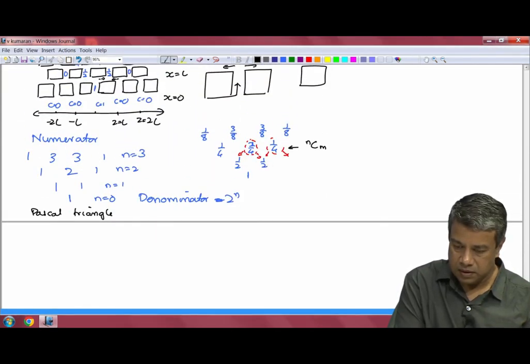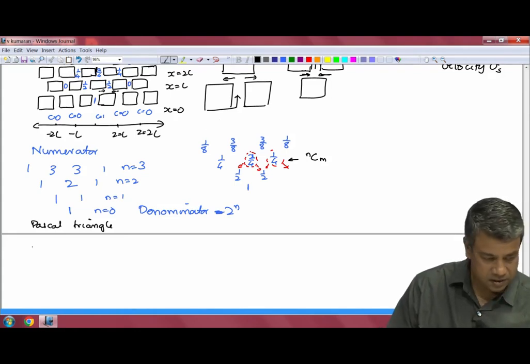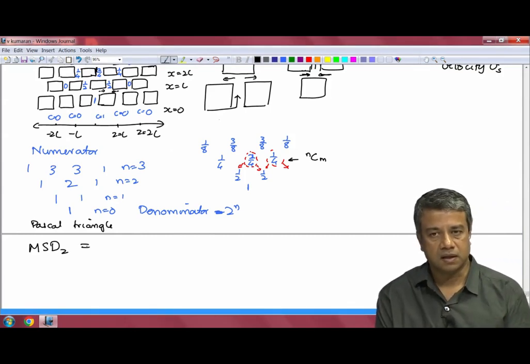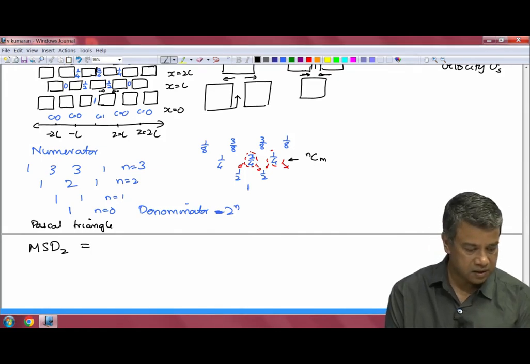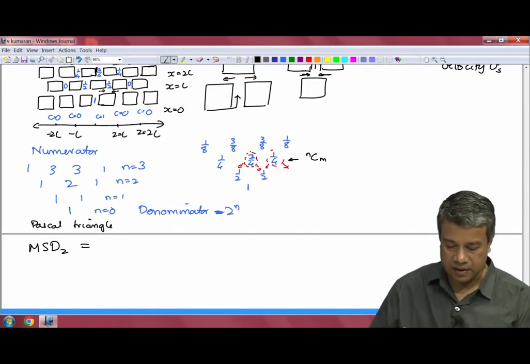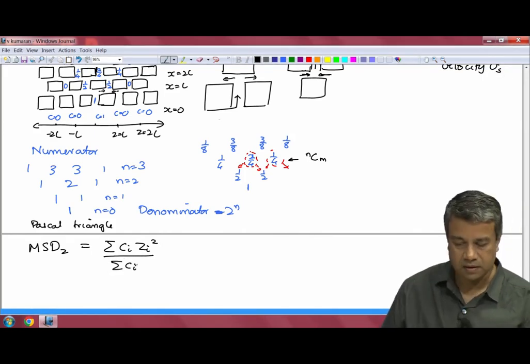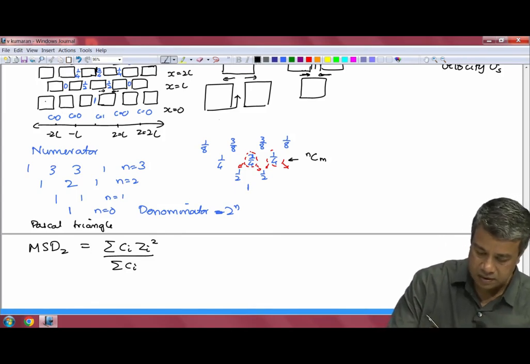Now, I can calculate the standard deviation of the concentration. The standard deviation or the mean square displacement in the z direction. This is the variance of the distribution, and this is going to be a function of x. This will be equal to the summation of Ci times Zi square divided by the summation of Ci, where the index i is going over all of these different locations.